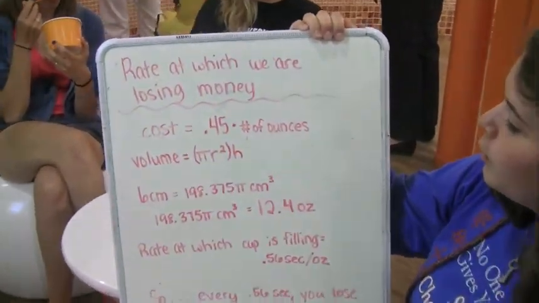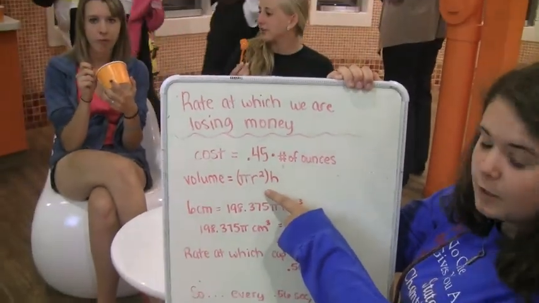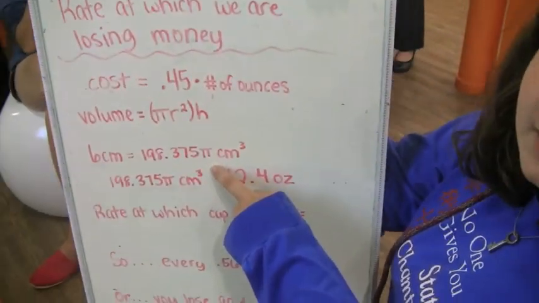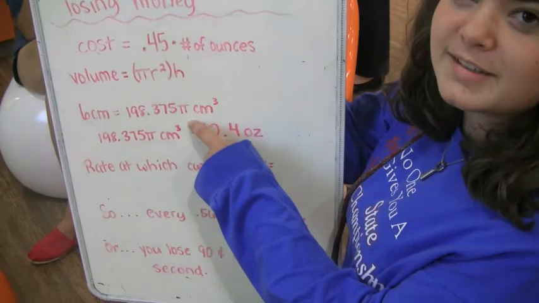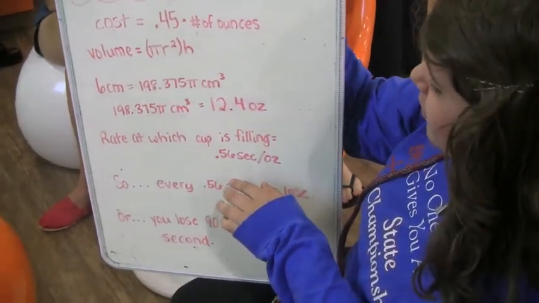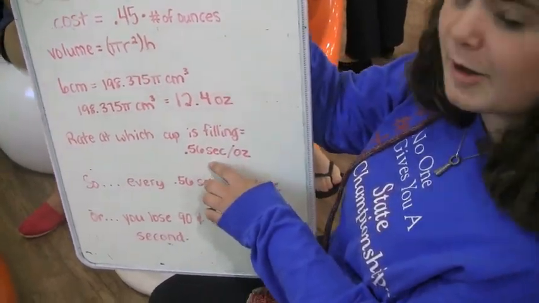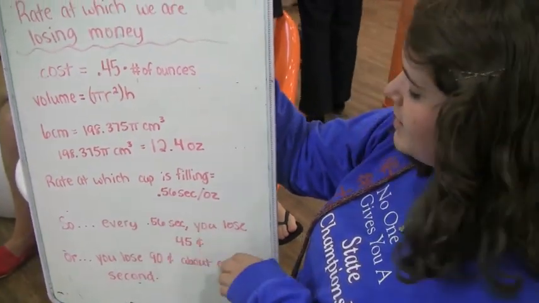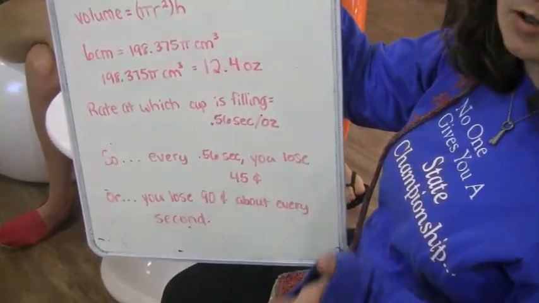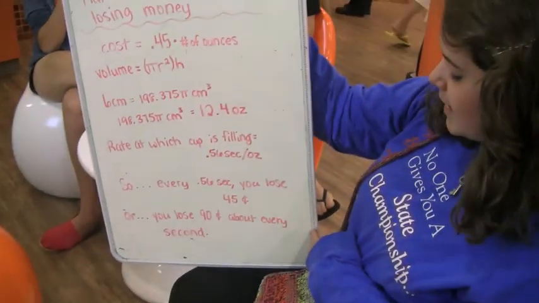Filled in the cup. We first found out the cost per ounce. Then here's our volume formula, and we calculated in centimeters. With volume, we converted how much the cup was in ounces. Then we timed how fast the frozen yogurt was coming out, and we found the rate at which the cup is filling up is about every half a second, or 0.56 seconds per ounce. So in conclusion, every 0.56 seconds, or about every half second, you lose about 45 cents, or about 90 cents every second.